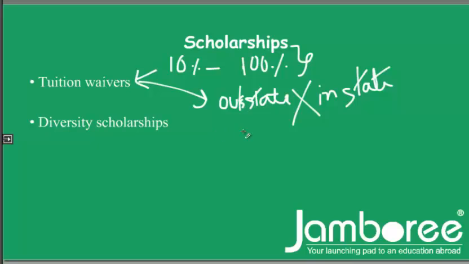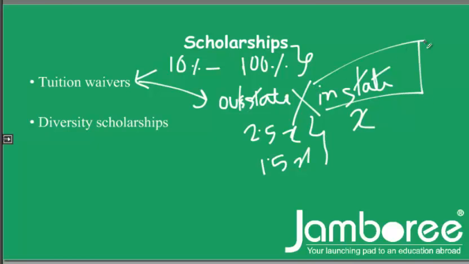Usually, if the in-state fee is X, the out-of-state fee is around 2.5x. In some cases it can be 1.5x also, but definitely there is a massive difference between the in-state fee and the out-of-state fee. So instead of giving you a certain percentage of fee as a waiver, they might tell you that you don't pay the out-of-state fee, the fee that an international student has to pay. Instead, you pay the in-state fee, that is the fee that a domestic student pays.